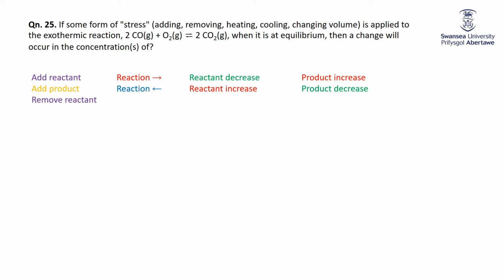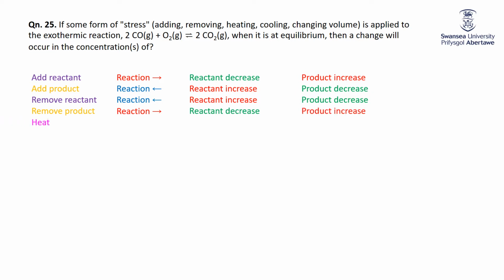Keep going. Remove a reactant. Now we've reduced what's on the left. We want to increase what's on the left. The only way we increase what's on the left is by the reaction going to the left to make up some more of the things that were removed. So again, increase the reactants, decrease the products. Same idea if we remove products. Now we don't have enough on the right. The reaction's got to go to the right to make that up. The way that that happens is it uses up reactants and makes products.